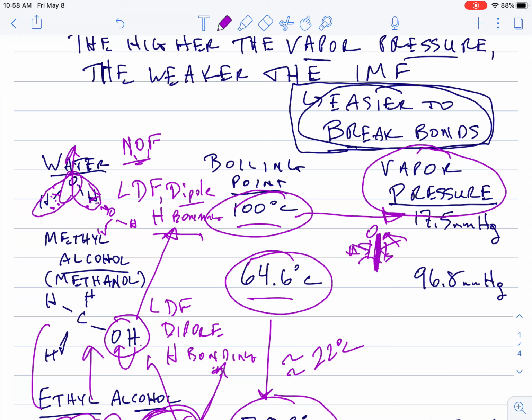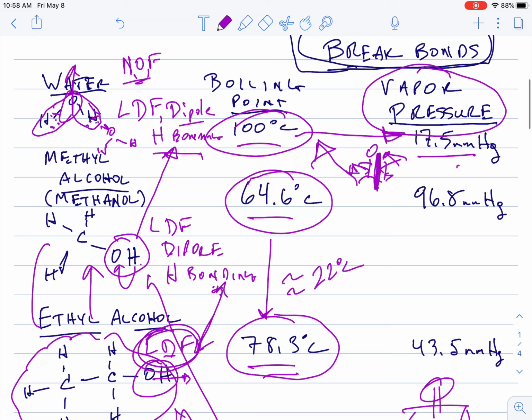So therefore, not very many of these are going to separate. So this has the lowest vapor pressure, but it has the highest boiling point. Now, then you look at these two. Oh, here's methyl alcohol, okay? So it has a lower boiling point than the ethyl alcohol does, but it also has a higher vapor pressure. So again, this is why these are inverses of each other.